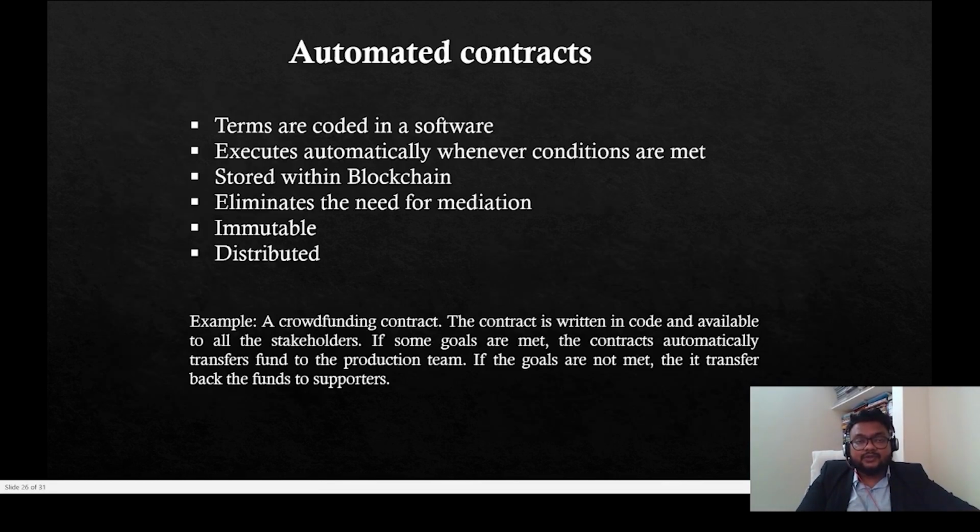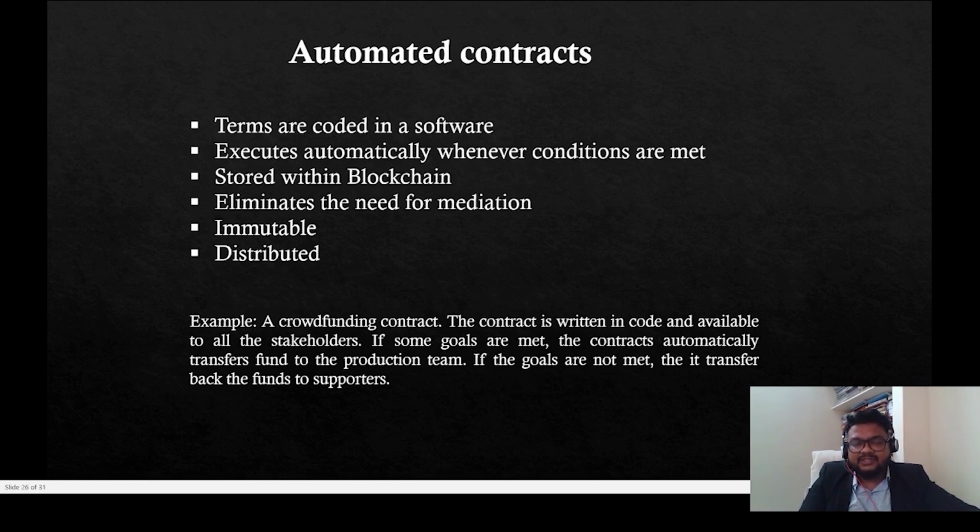So the next part is automated contracts. Contracts are the backbone of any kind of business dealings. Here, the terms and conditions are coded in software, and it executes automatically whenever the conditions are met. It is stored within the blockchain, that is why it is immutable and distributed, and it eliminates the need for mediation.